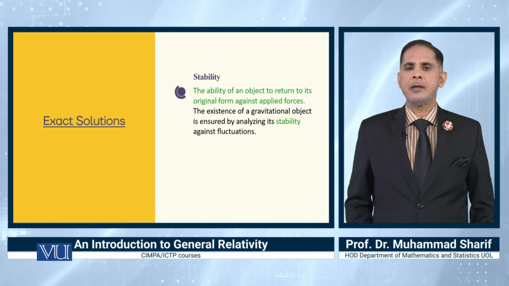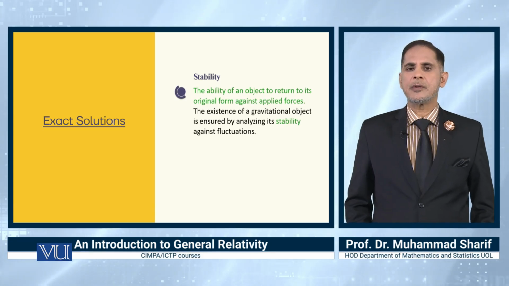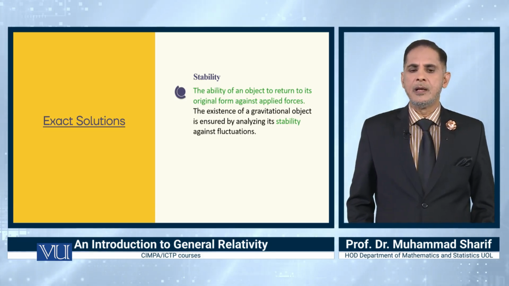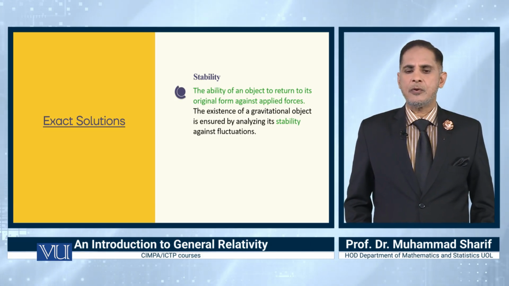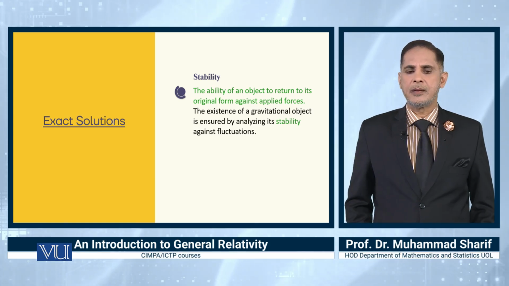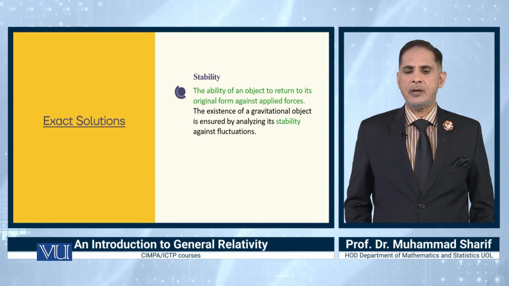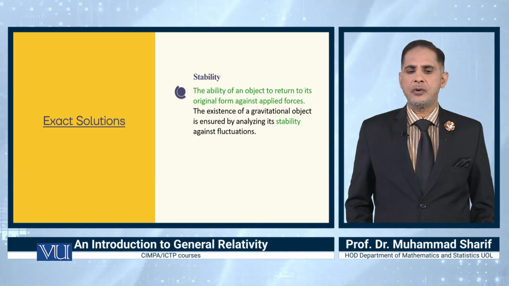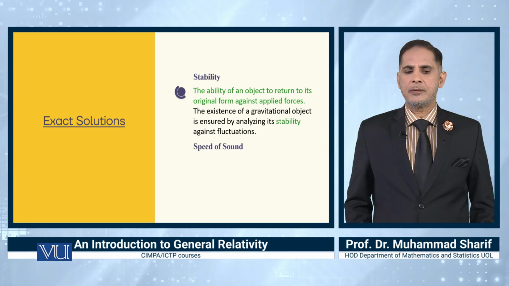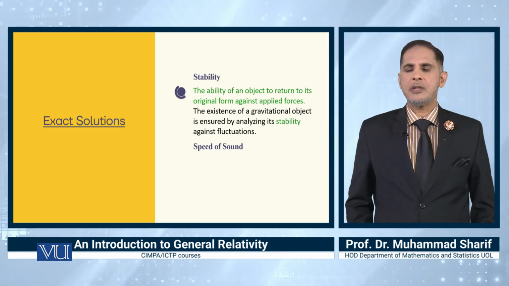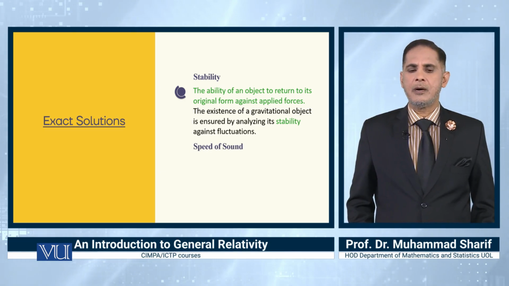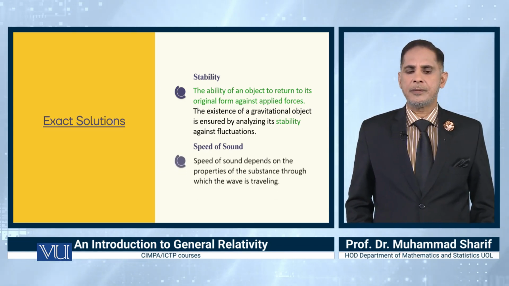Next is the stability, because this is also a very important concept in stellar systems. The ability of an object to return to its original form against applied forces is called stability. The existence of a gravitational object is ensured by analyzing its stability against perturbation. Stability can be checked through different techniques. We are mentioning here some of these.